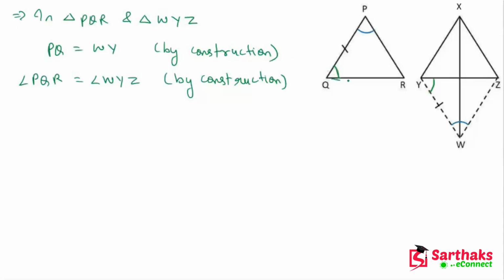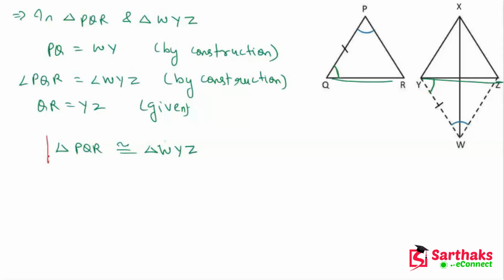And QR is equal to YZ. We know that this is the given part. So QR is equal to YZ, this is given. So we can say that triangle PQR is congruent to triangle WYZ.